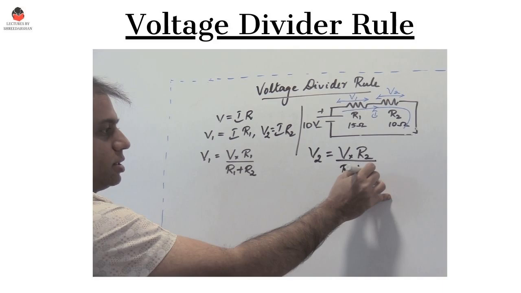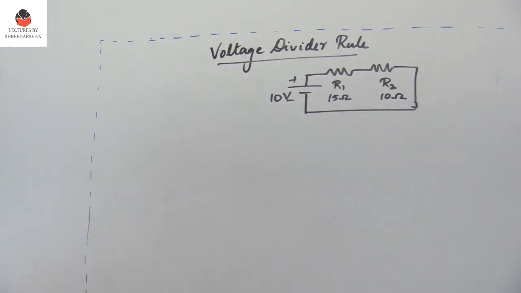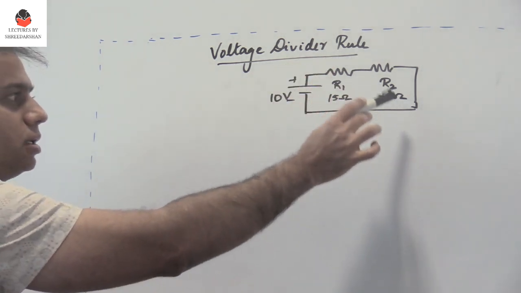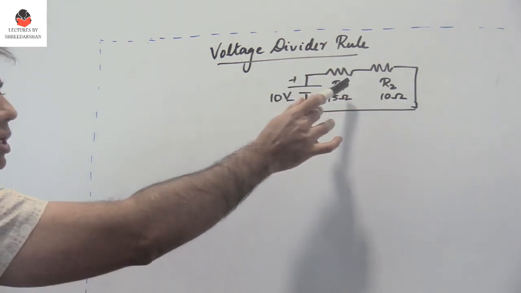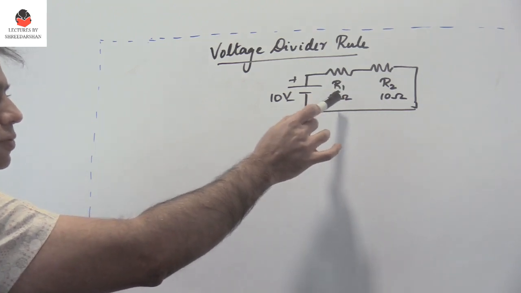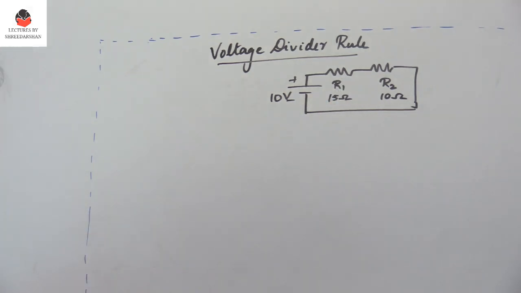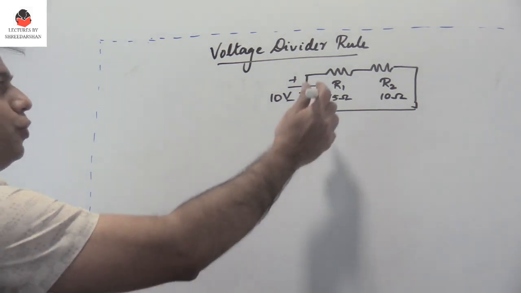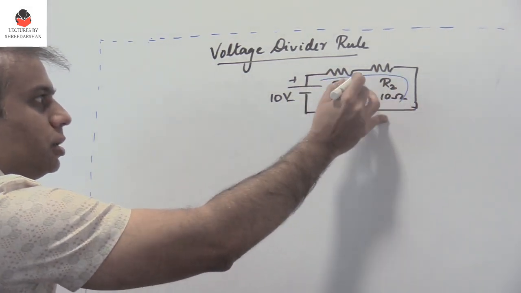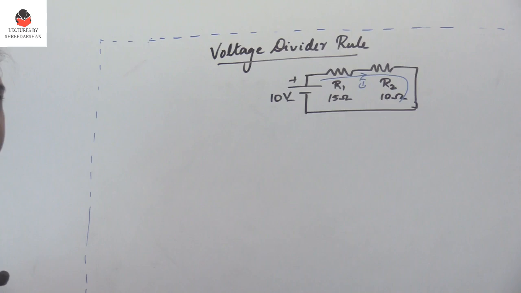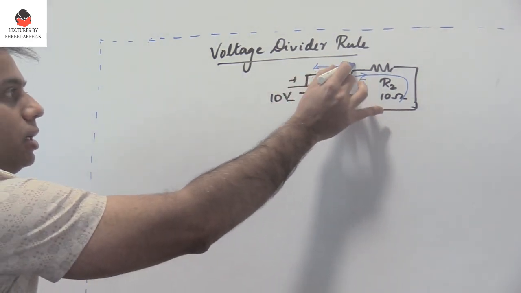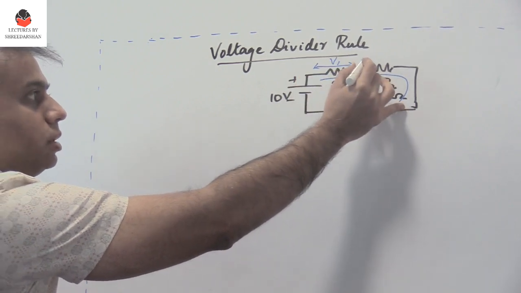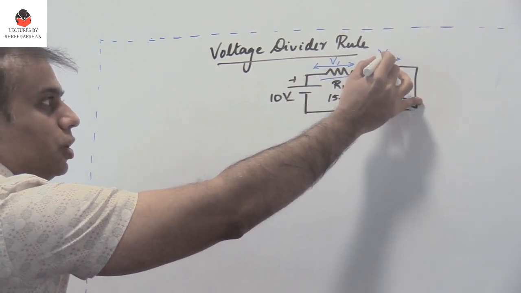In order to understand the voltage divider rule, let us consider a simple circuit. So here in this circuit, we have a voltage of 10 volts and two resistors R1 and R2, 15 ohm and 10 ohm. Let the current flowing in the circuit be I. Therefore, the voltage across R1, let this be V1. The voltage across R2 is V2.